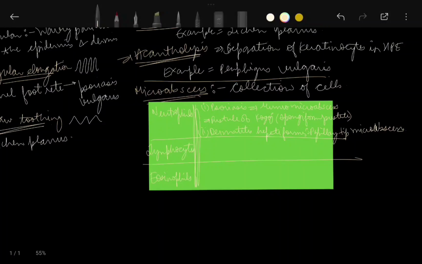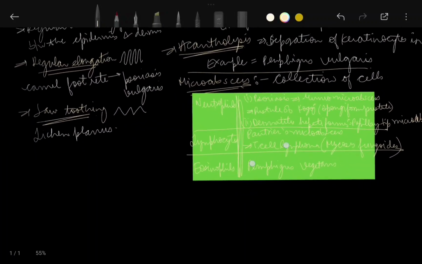In lymphocytes, there is Pautrier's microabscess, or there can also be T cell lymphoma, as in case of mycosis fungoides. And eosinophil collection is seen in pemphigus vegetans. Okay, neutrophil collection is seen in psoriasis and dermatitis herpetiformis. Lymphocyte collection is seen in Pautrier's microabscess. Eosinophil collection is seen in pemphigus vegetans.